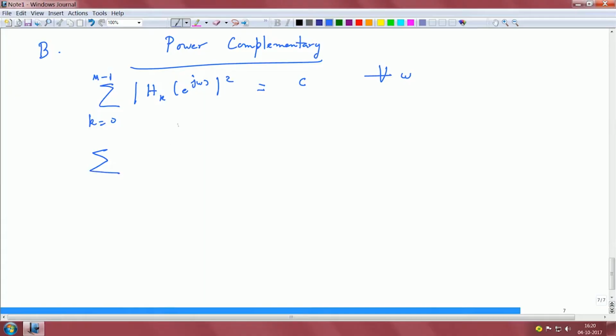Now, let us see what this would imply. If you decompose this modulus of h k e j omega squared as h k of e j omega times h k conjugate of that, then this would be a constant.